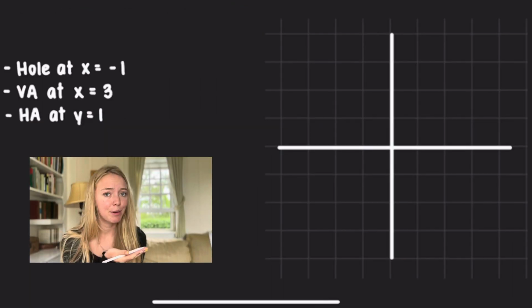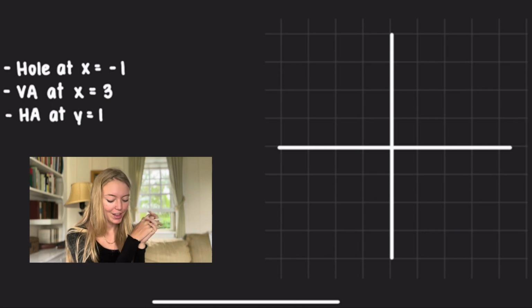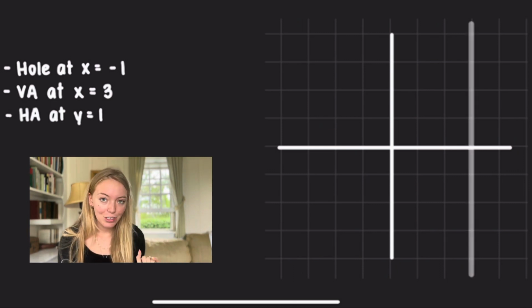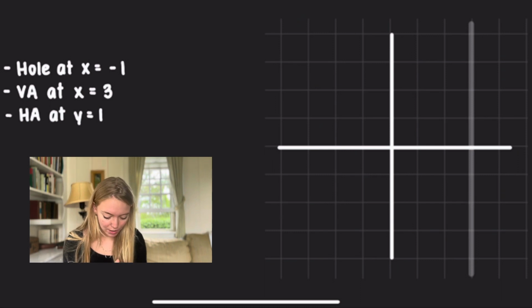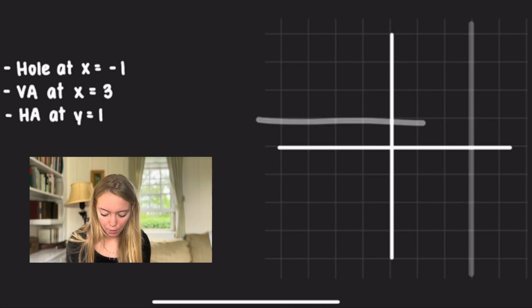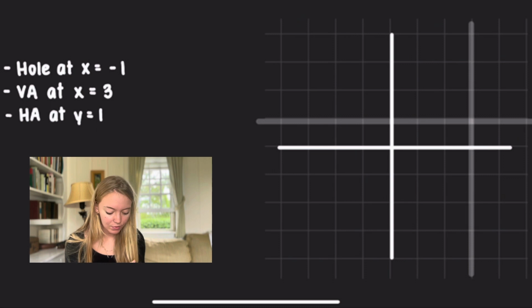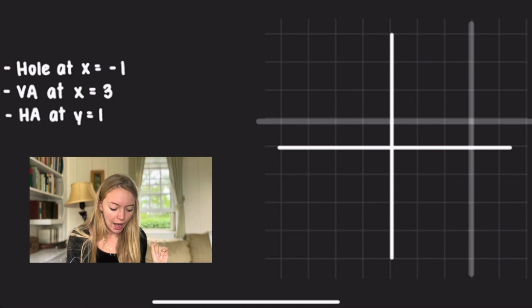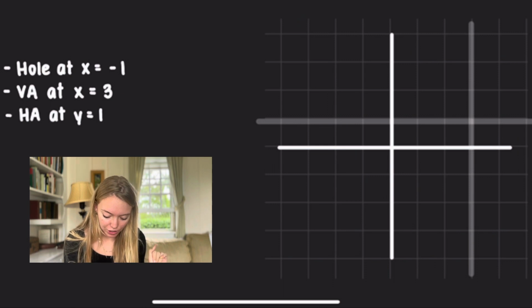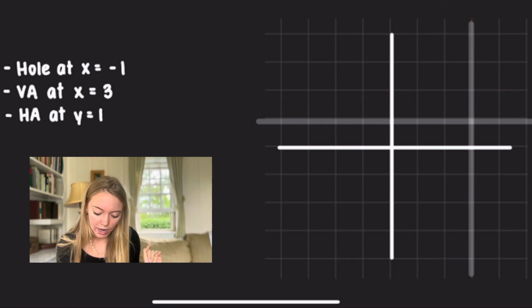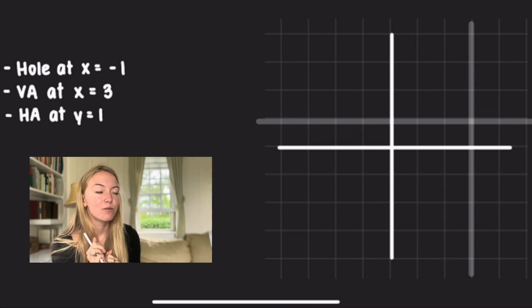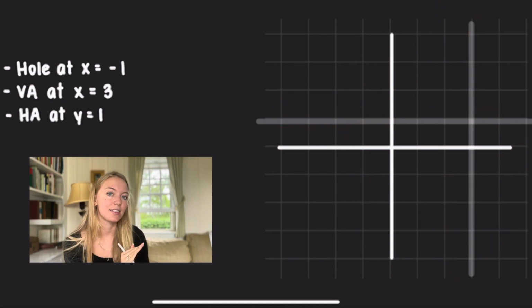But now, how are we supposed to know what this graph is going to look like? Great question. Okay, first things first, you've got to draw what you already know. So we know that there's a vertical asymptote at x is equal to 3, and there's a horizontal asymptote at y is equal to 1. And we know that there's a hole at x is equal to -1. But how do we know if the function looks like this, or if it looks like this, or if it looks like this? Well, we have to plug in some numbers.